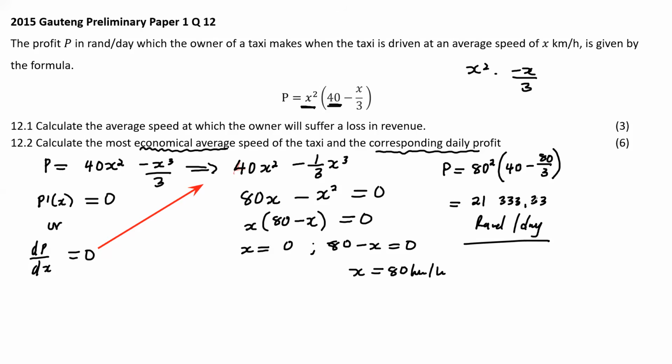And that's how the taxi guy makes his money. All right, so that's what you have there. 21,333.33 rands per day. All right, let me know where there's a struggle, fam. The whole idea is to find out how to derive and equate to 0, and we take it up from there. I'm ready for my next one.